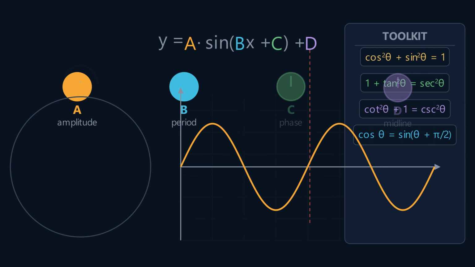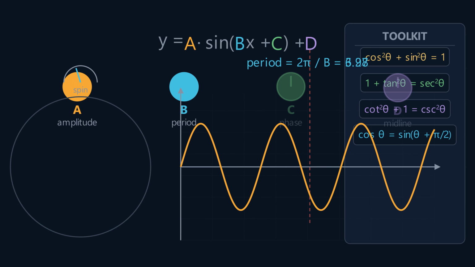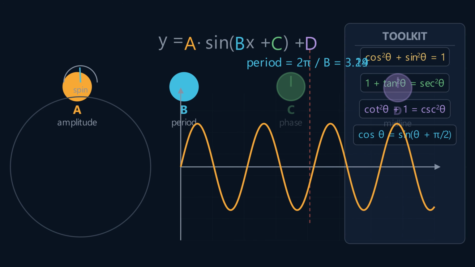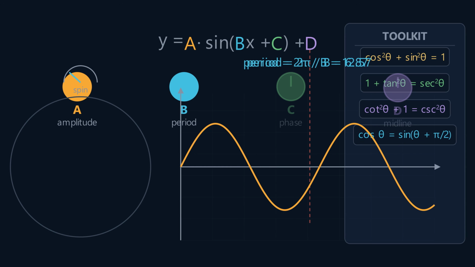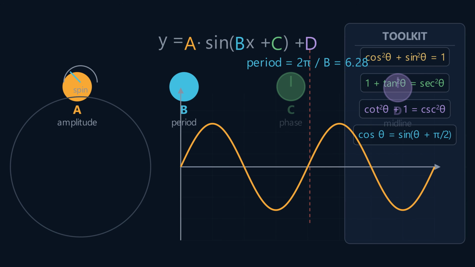B controls the period, how stretched or squashed the wave is. On the circle, B is the spin speed. Double B and the point goes round twice as fast, so you fit 2 full waves in the same space. The period is 2 pi divided by B.